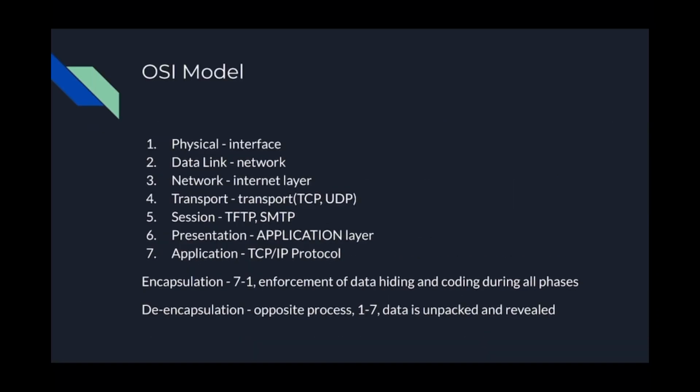OSI model. So if we start from 1 to 7, that is considered de-encapsulation. And that is the physical layer, the data link layer, the network, transport, session, presentation, and application layer. If we want to encapsulate, then we'd go from 7 to 1. And that is the enforcement of data hiding and code hiding during all phases of software development and operational use.